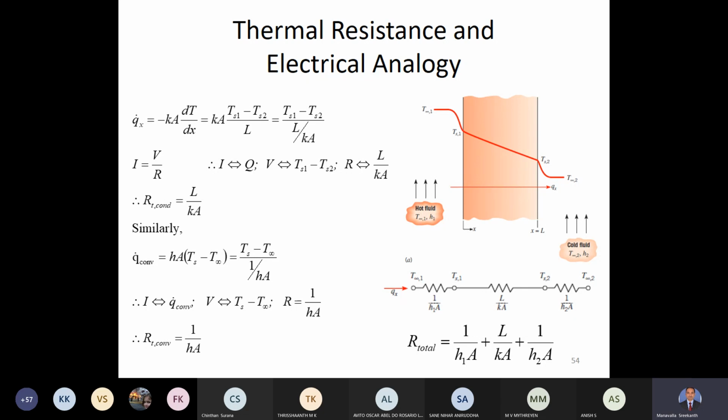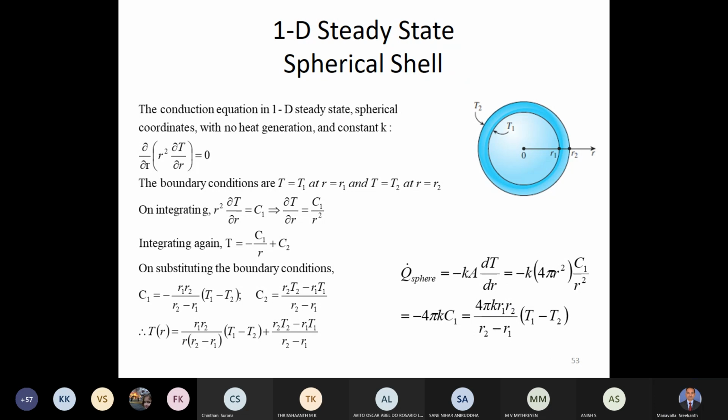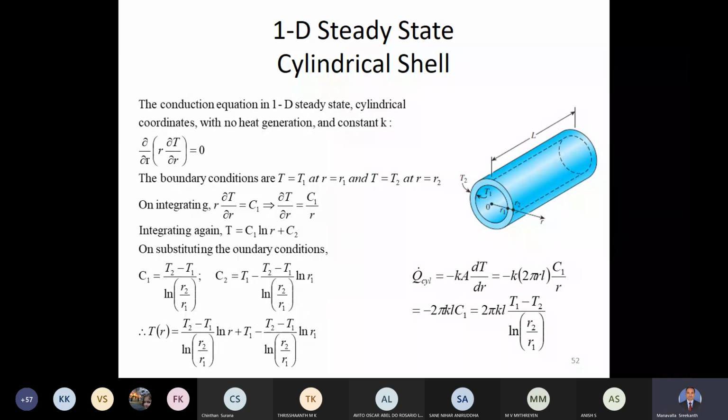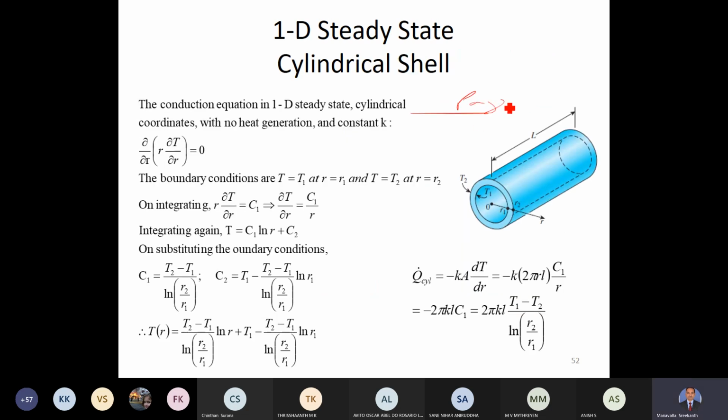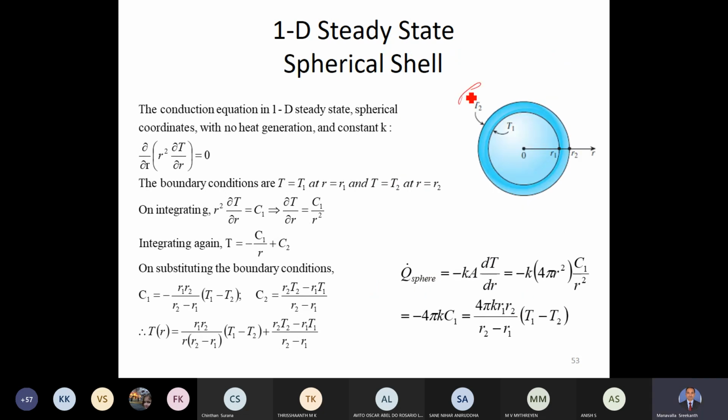Before we go there, I'll just refer you to the temperature distributions you see here. I'll just write it down in the data book. I hope all of you have purchased the data book. Temperature distribution is available on page 52, page 53. So you have the equations for temperature distribution.